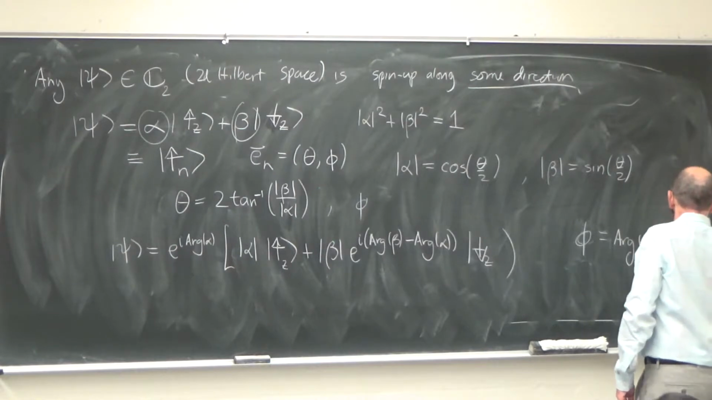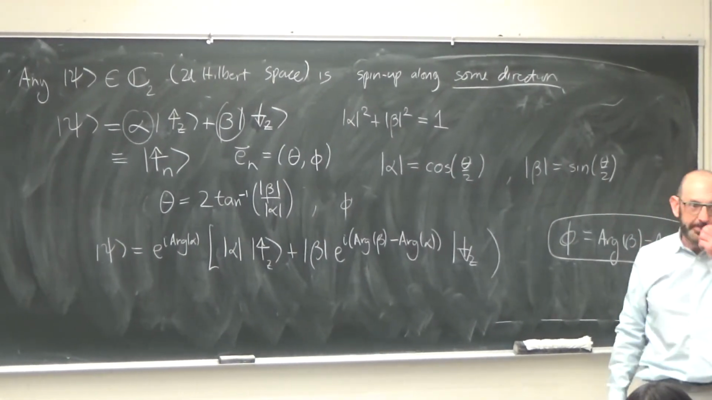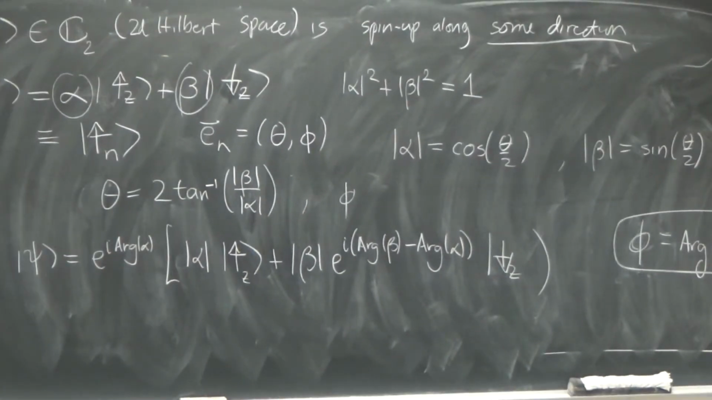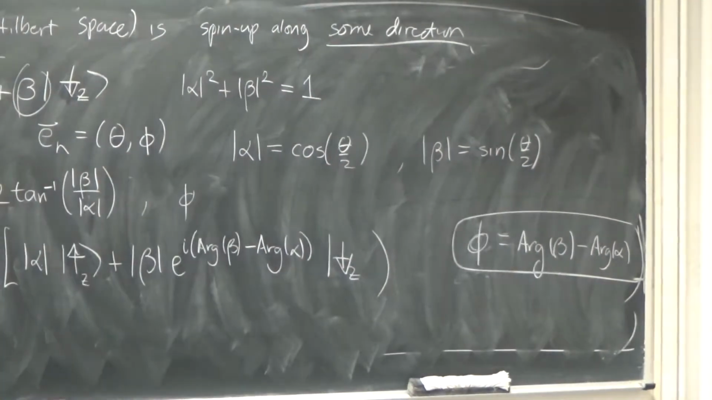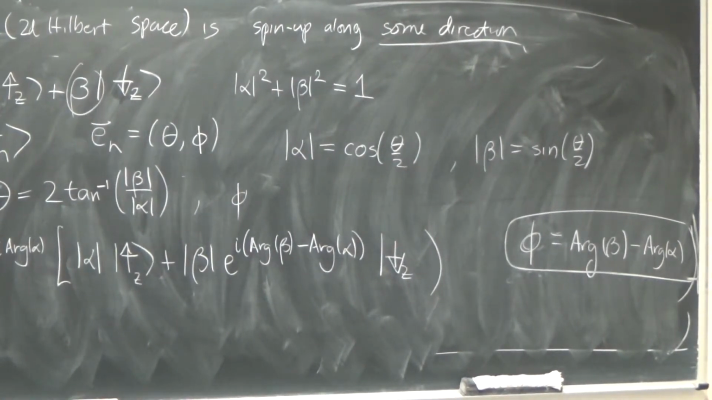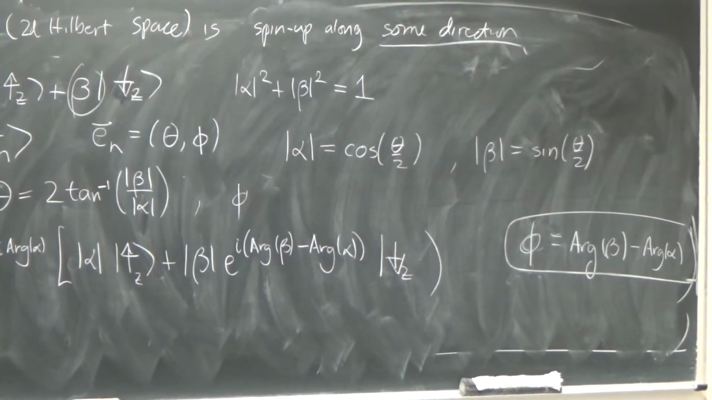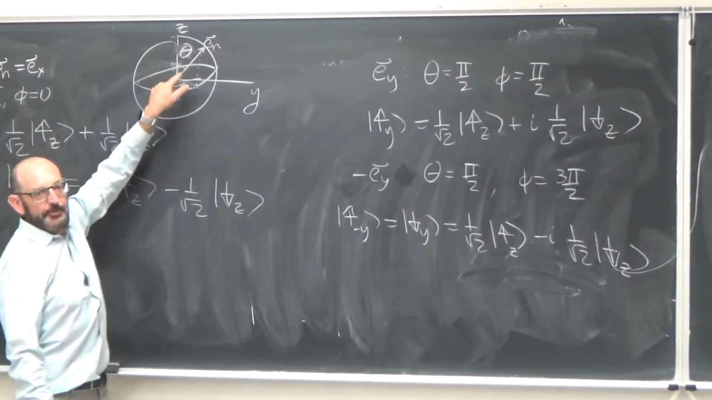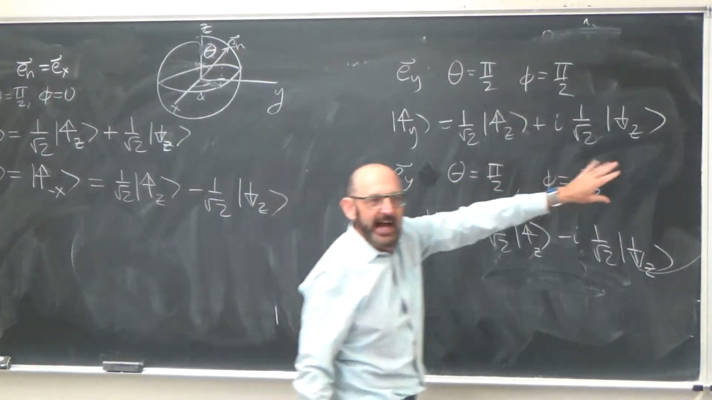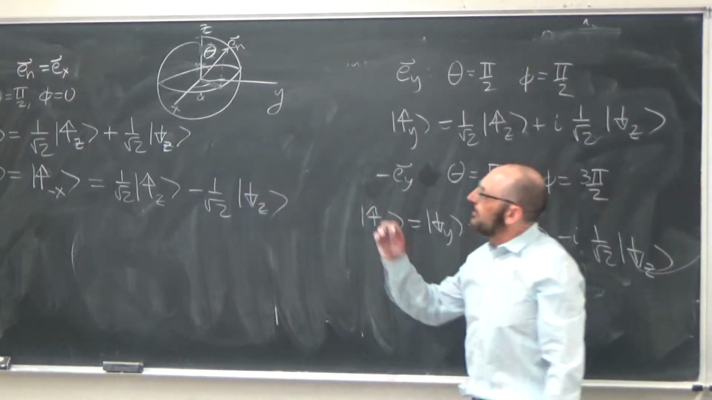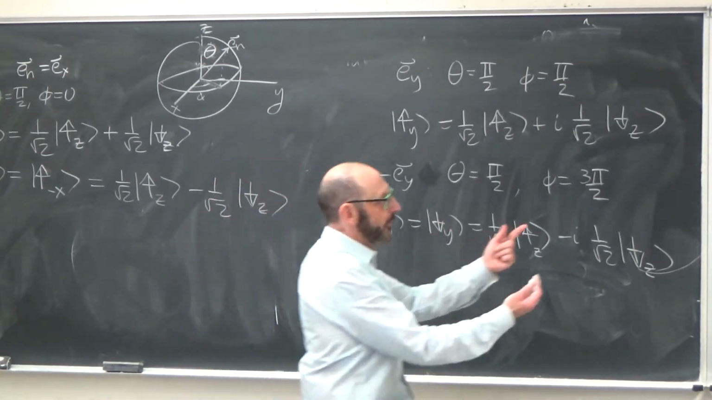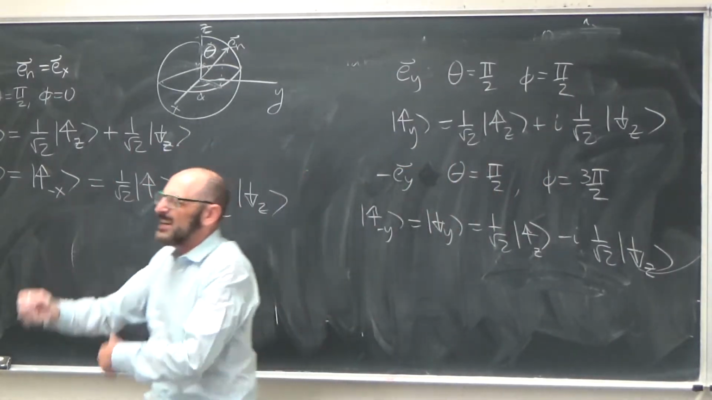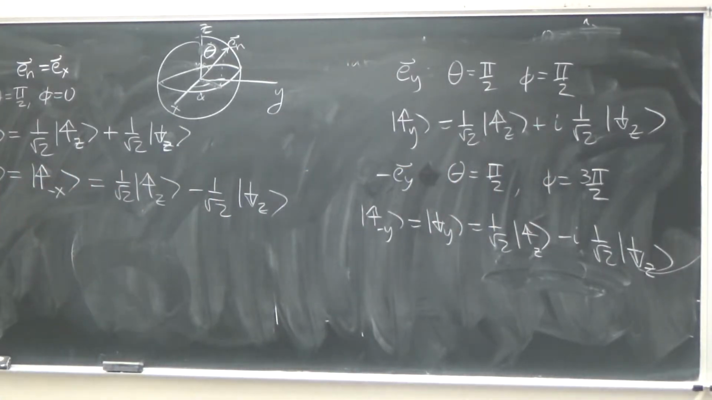So the relative phase between spin up and spin down determines the direction phi, and the relative amplitude determines the angle theta. So the angle theta is determined by the relative amplitude of spin up versus spin down through this trigonometry. And the relative phase in the probability amplitudes determines the azimuthal direction phi of the spin. Okay?